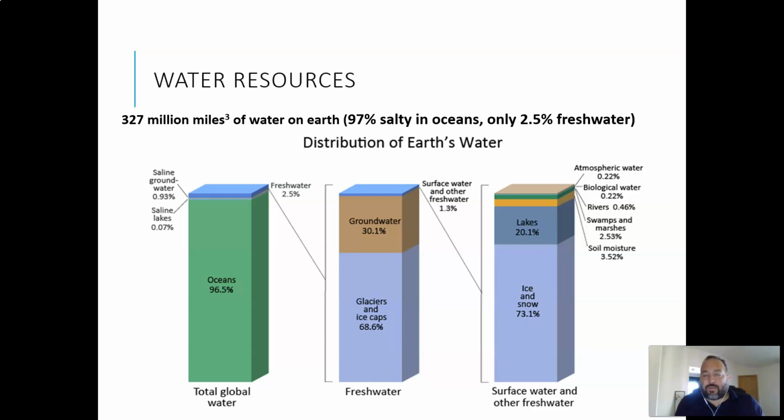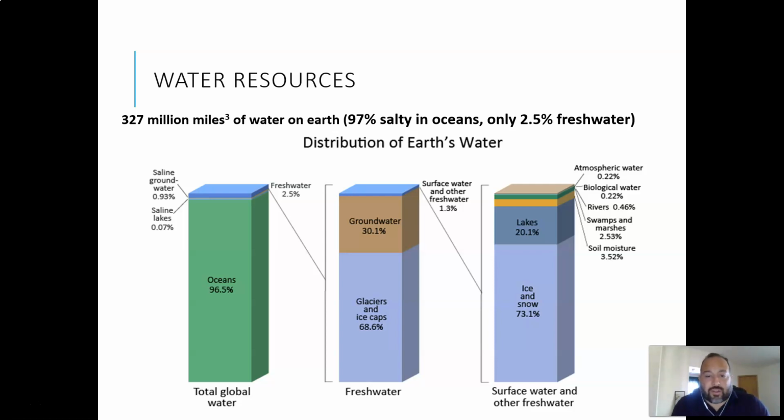And salt water doesn't work for us. It's too expensive to convert salt water to fresh water, and it can't be done on a mass basis. So every time you watch a chunk of ice disappear off into the ocean, it's gone. And so that's the majority of our fresh water.